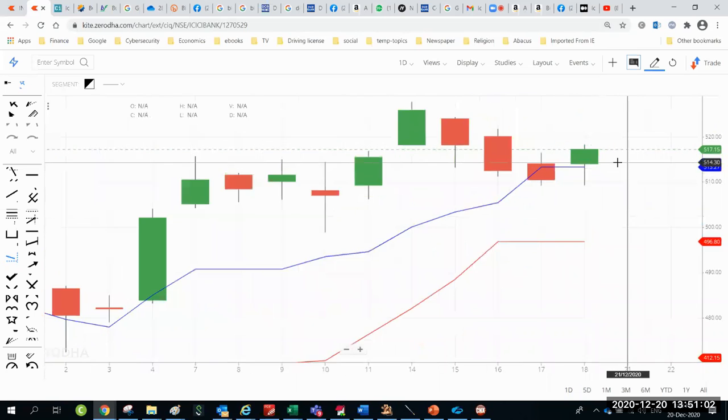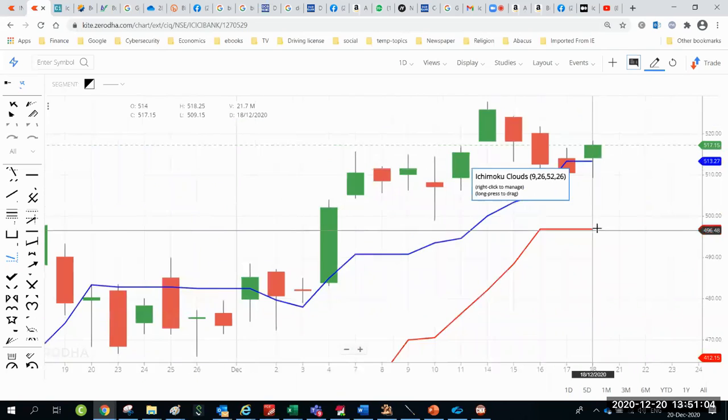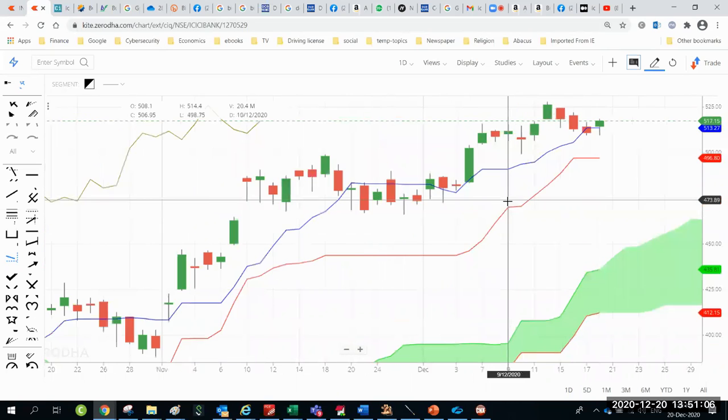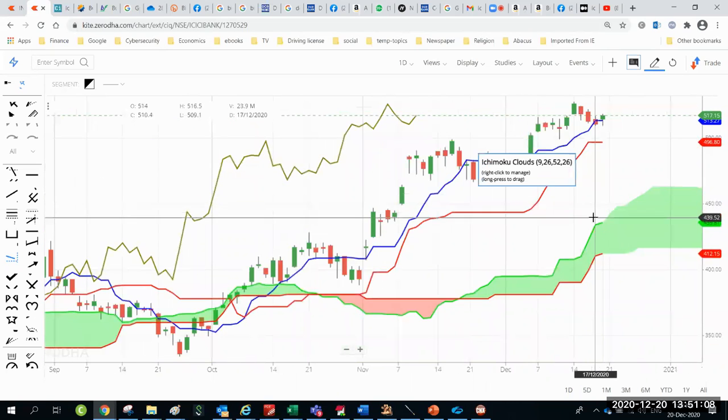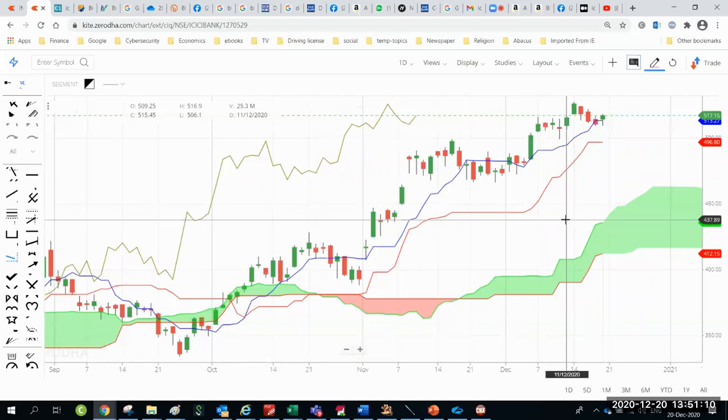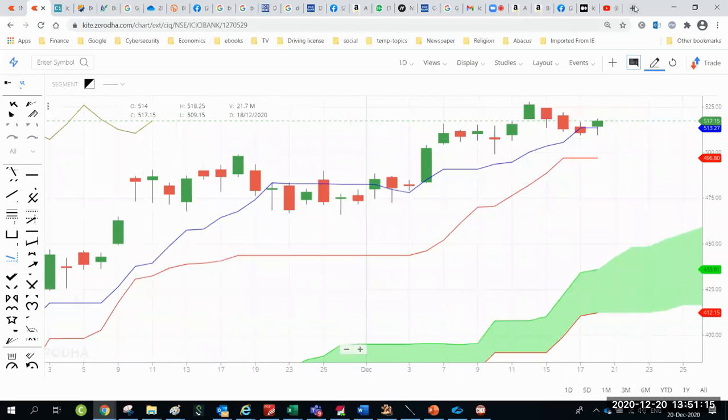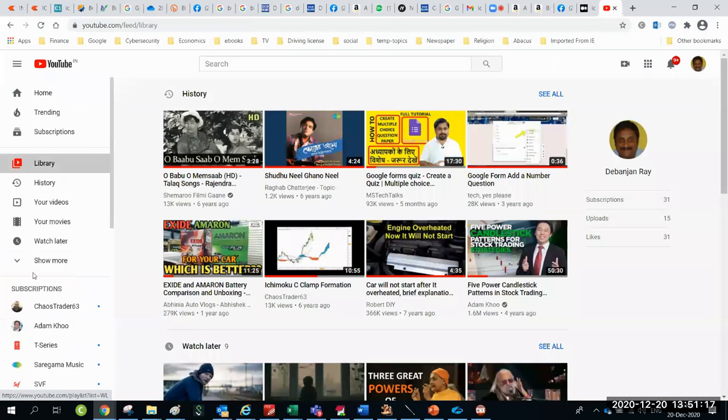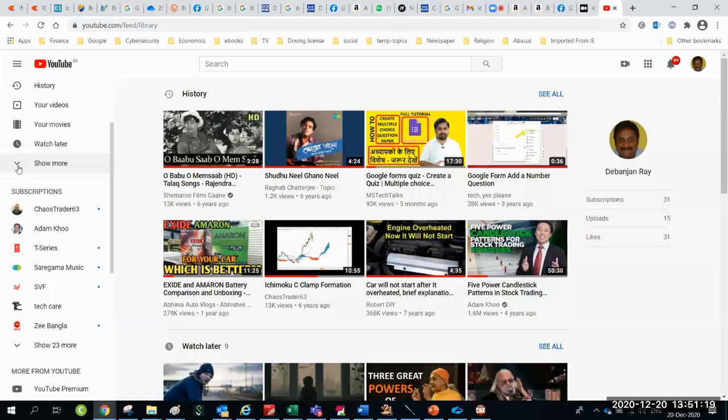You will see that because the price is above the Kumo cloud, let's go back to the price table. It is very safe. ICICI is a very safe stock to buy actually. Okay, now about this one, just a minute. Let me show this.